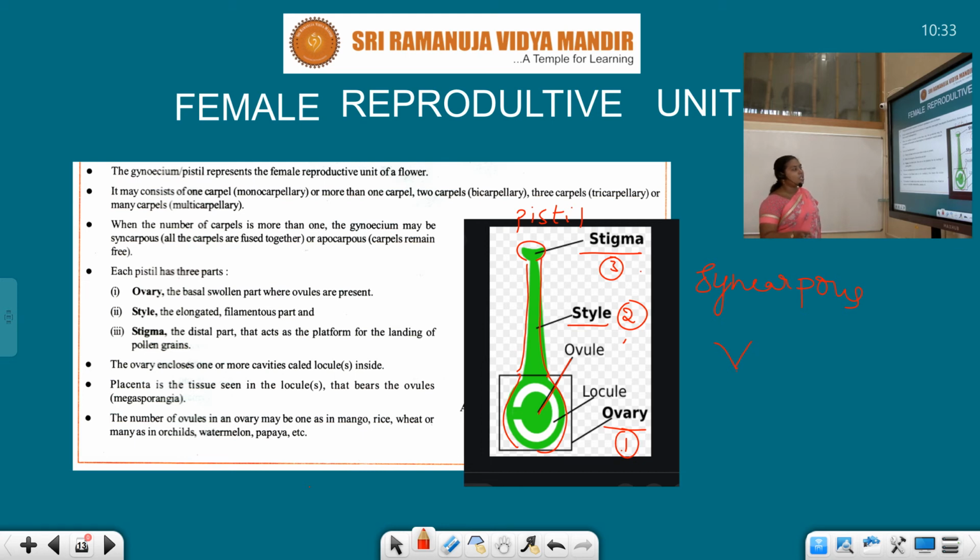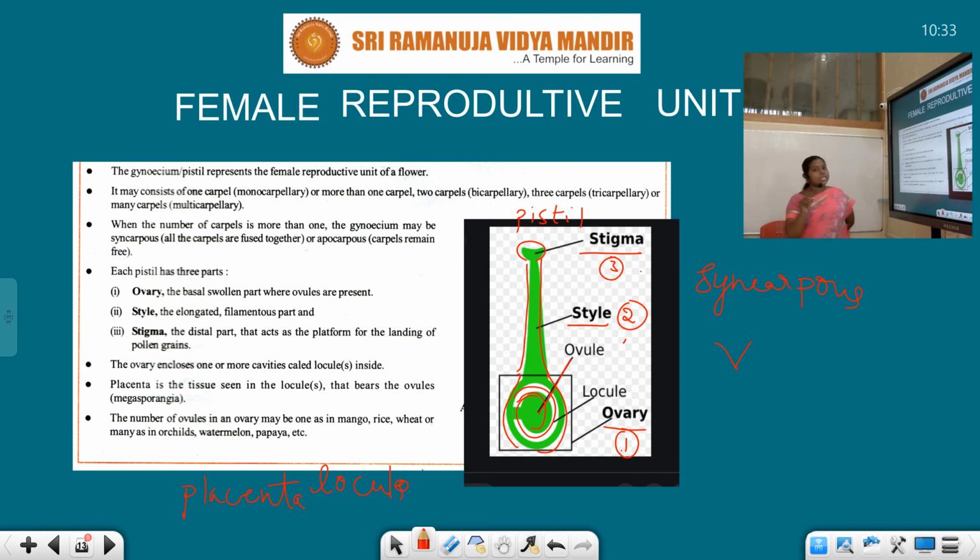The ovary encloses one or more cavities called locules. Actually, this ovary has some cavities known as locules. Placenta is the tissue seen in the locule that bears ovules. So inside the locule, it has the special tissue known as placenta, and that bears ovules, which are nothing but the megasporangia.